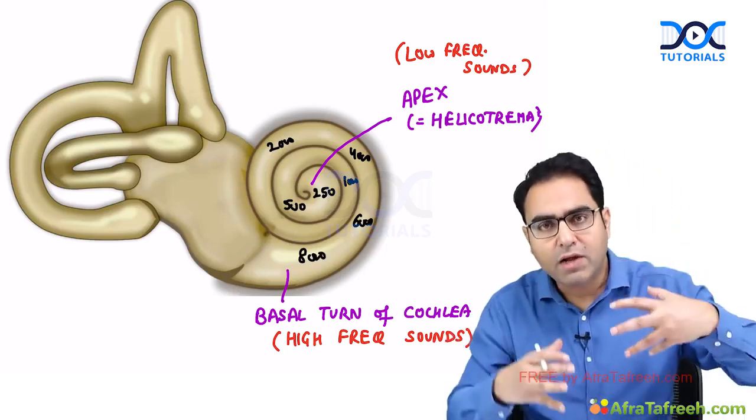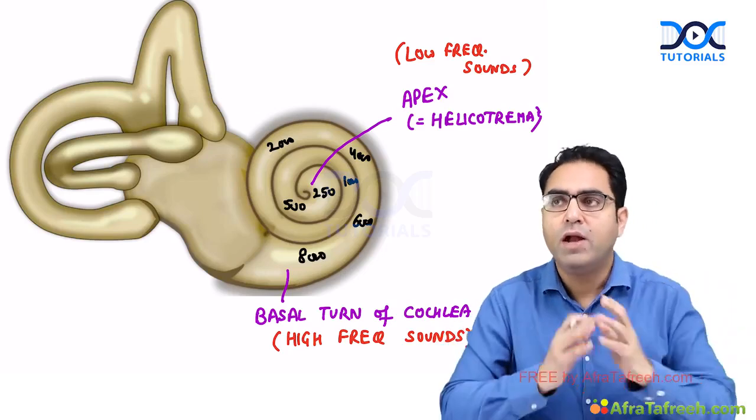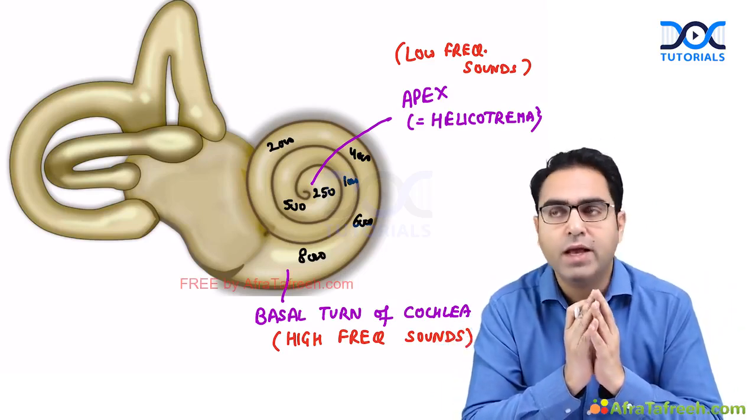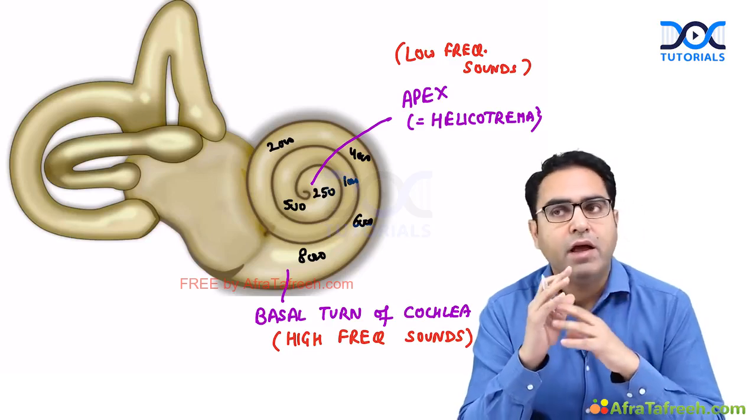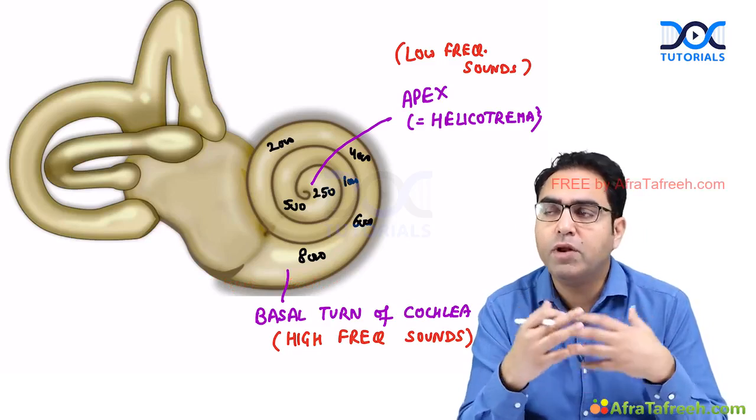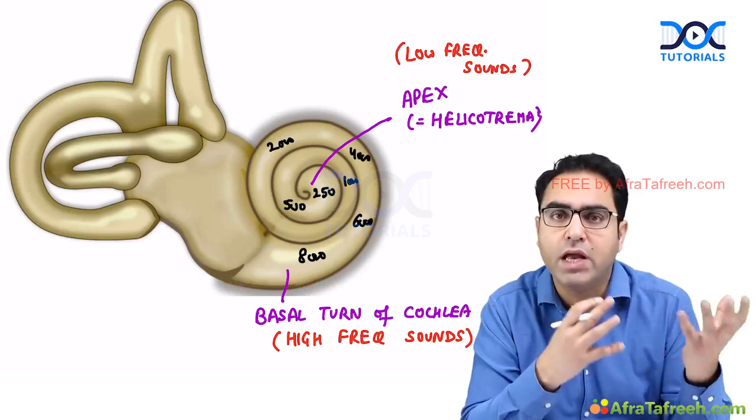So, towards the basal turn, you hear the high frequency sounds. Towards the apex, you hear the low frequency sounds. It means that if some disease damages the basal turn of the cochlea, the patient will have high frequency hearing loss.